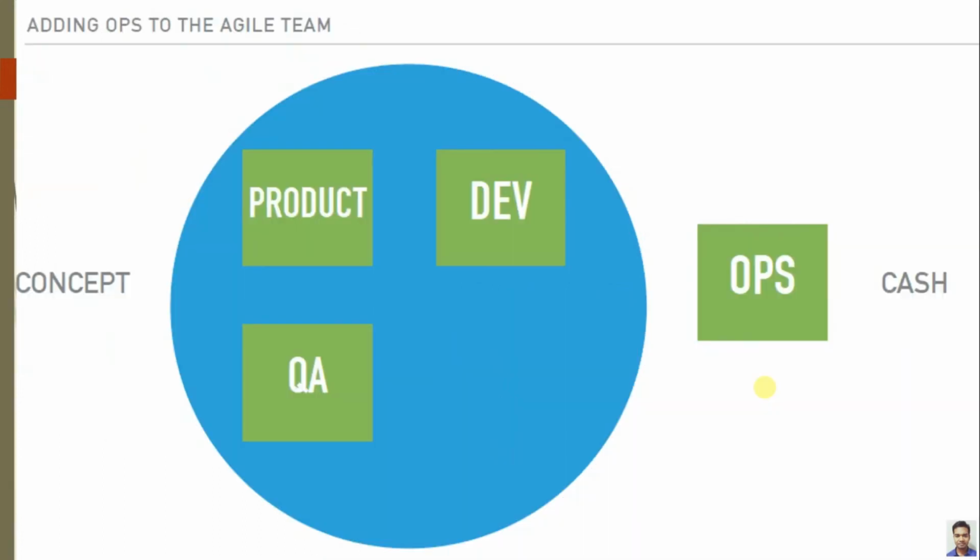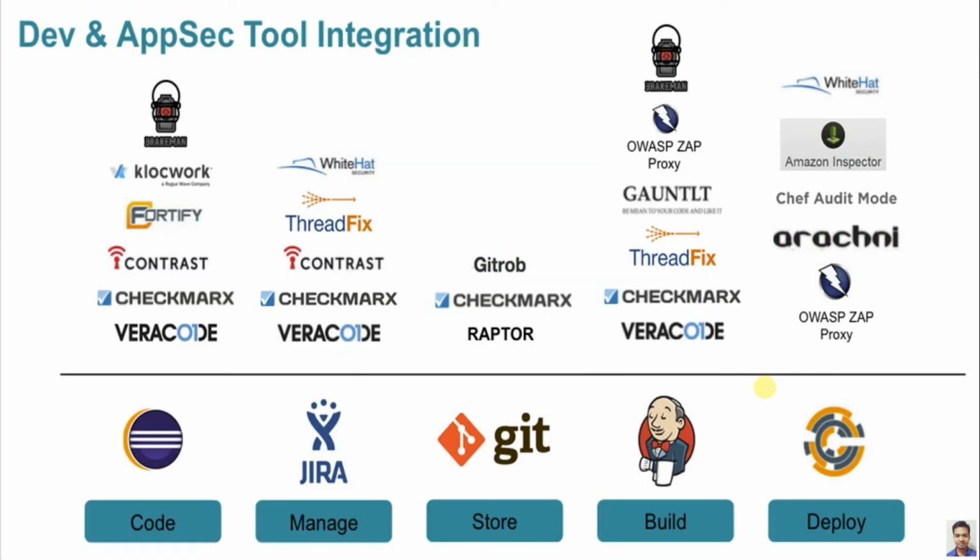So as I have said, the concept is adding operation to the agile team. We have product, QA, development and operation. It was different, but right now it is all together in one frame. Now you can convert a concept to cash in a better, more efficient way. So these are the tools and applications that you need to integrate to achieve our final product.